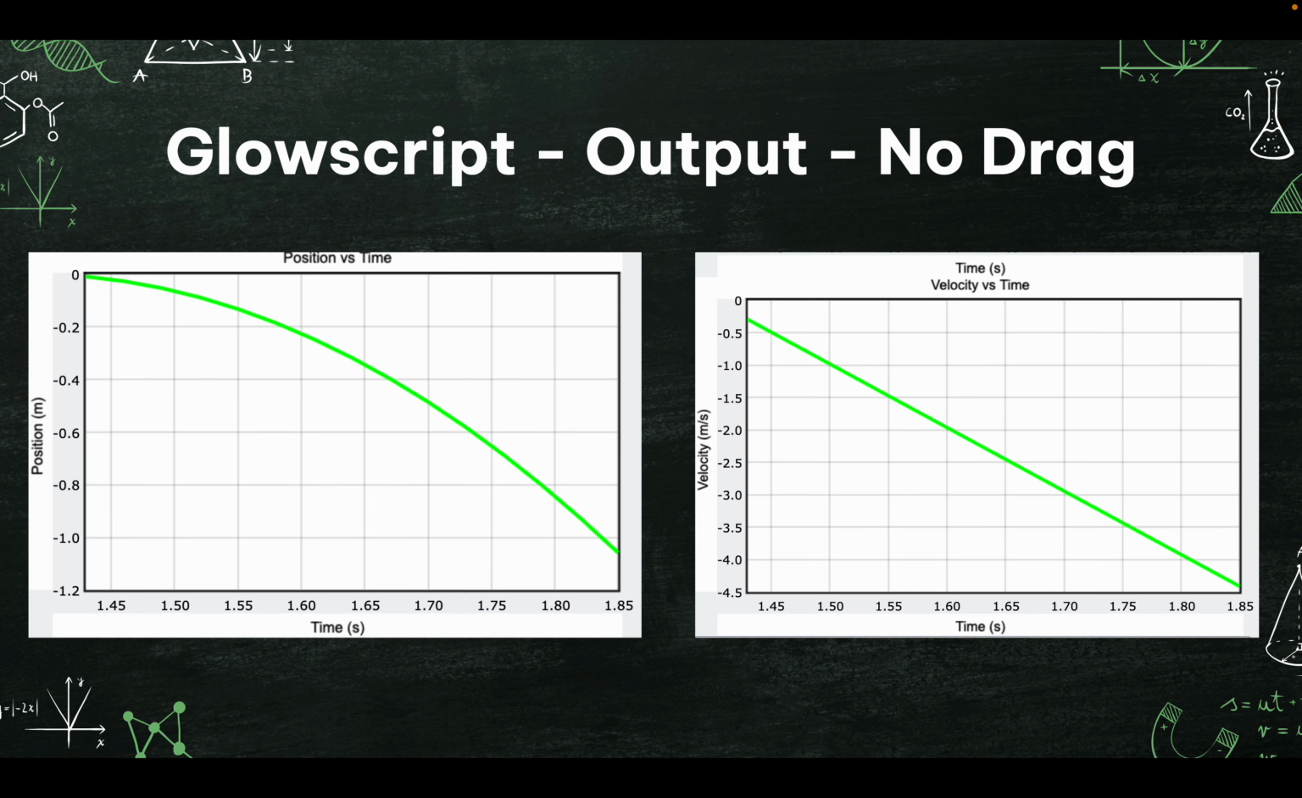The output of this code shows the position non-linearly decreasing over time as the object speeds up, and the velocity increasing linearly in the negative direction over time, because there is no drag to slow it down.